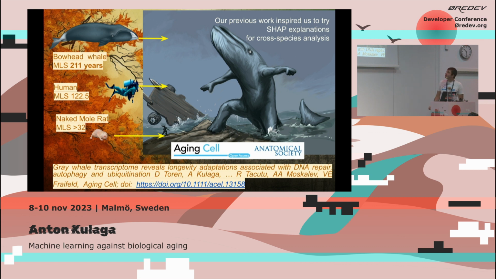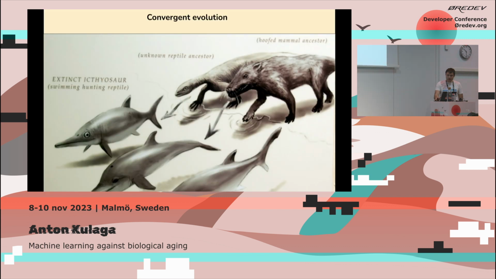So here is a little bit about whales that can live more than 200 years. If you port some of the DNA repair genes from whale cells to human cells, they become 50% more radiation resistant. So there are some potential ways we can learn. We did some work comparing different species. The idea is that long-living species may be unrelated, but because they optimize for longevity, they find similar ideas, like how to improve your DNA repair, for example.